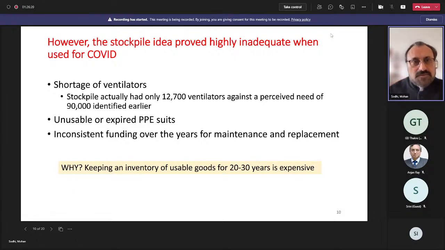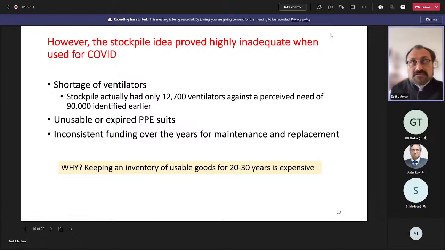Now, how did we do with this stockpile idea? It turned out to be a disaster in the US, at least. First of all, there was a shortage of ventilators. The number of ventilators was far less than whatever percentile you could compute and whatever was needed. There were only 12,700 ventilators, even though just before the peak, the perceived need was something like 90,000.